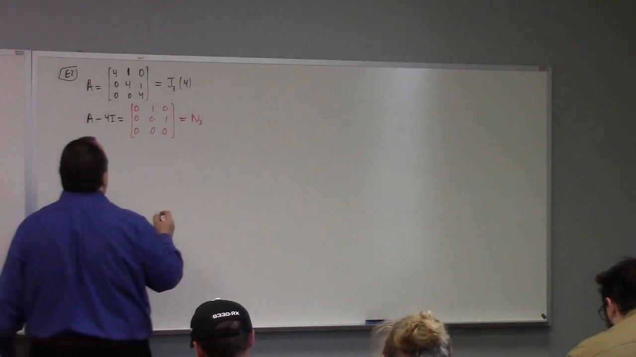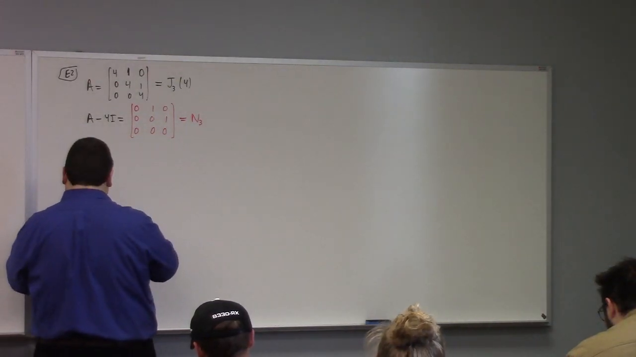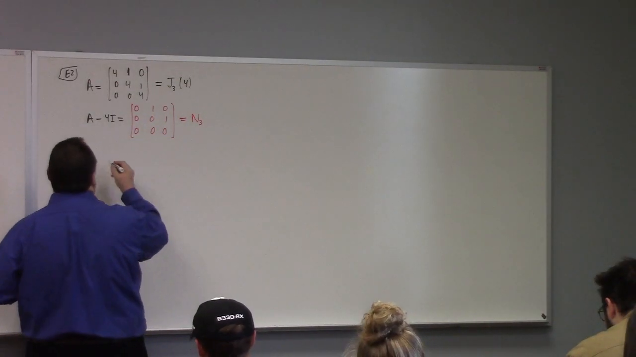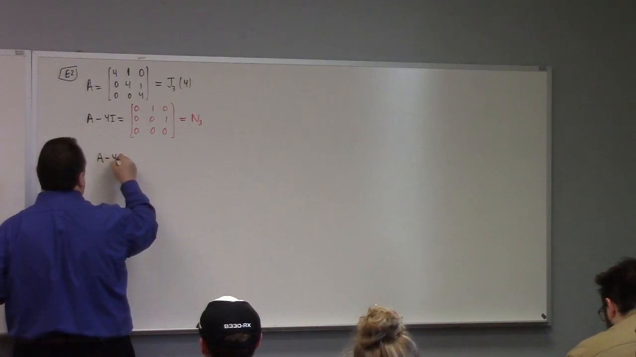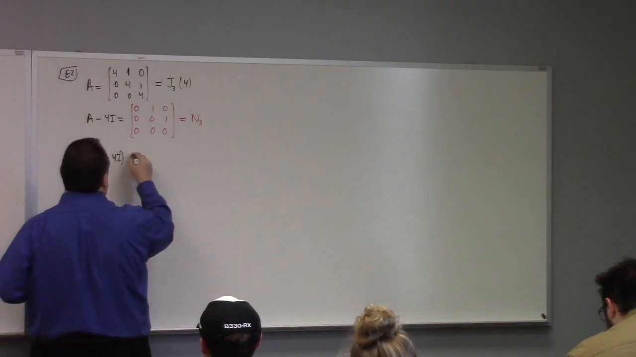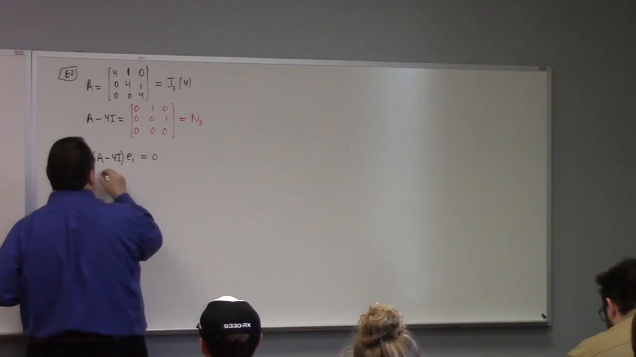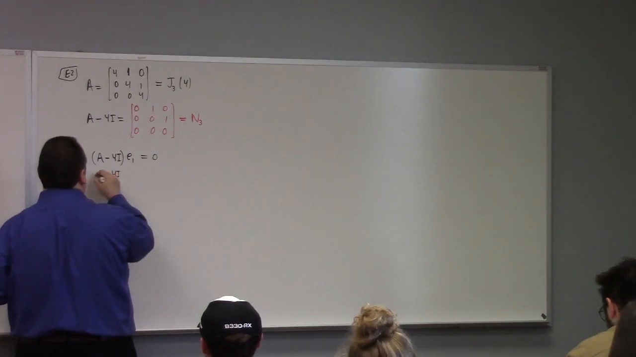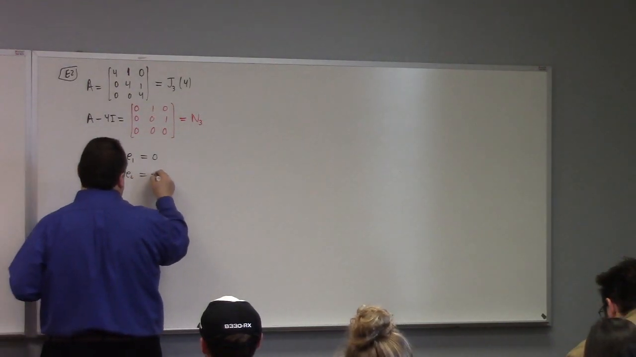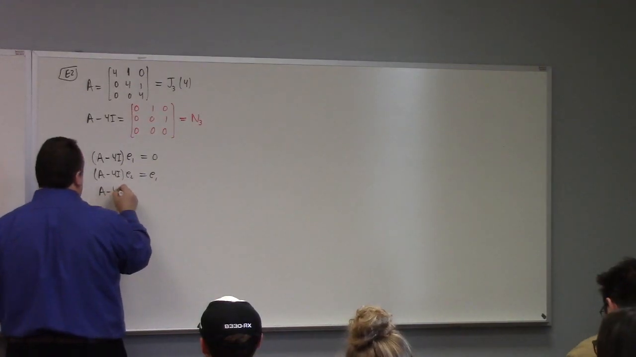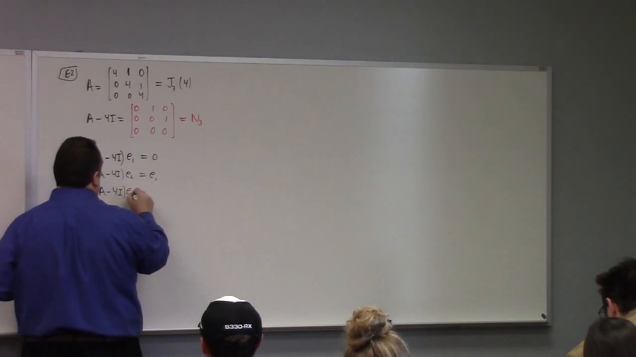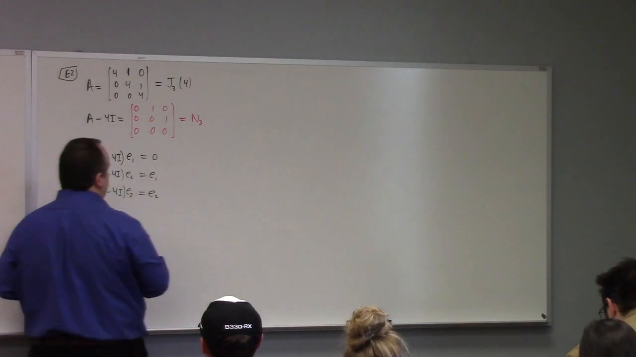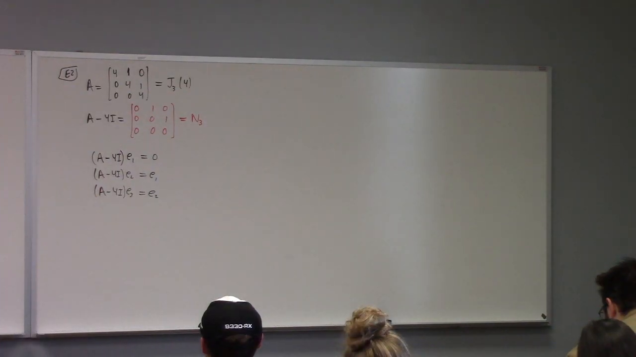Anyway, I think you probably can see, without much effort, that A minus 4i times E1 is 0. A minus 4i times E2 is E1. A minus 4i times E3 is E2. That makes E1, E2, E3 a 3-chain for A with eigenvalue 4.